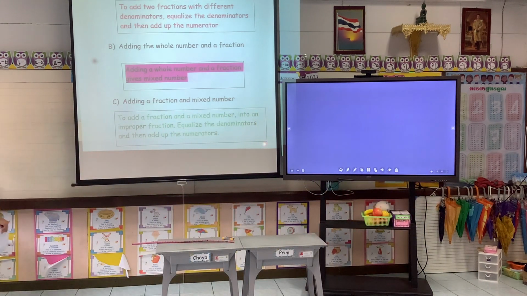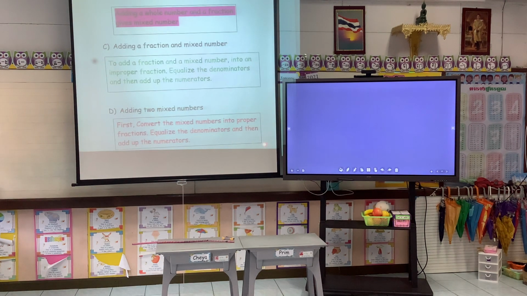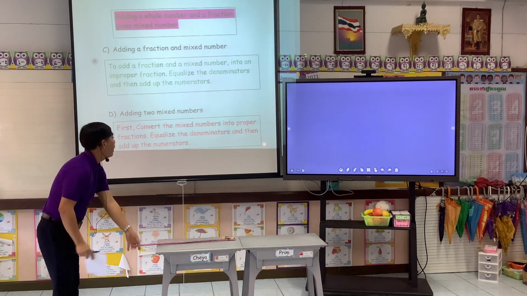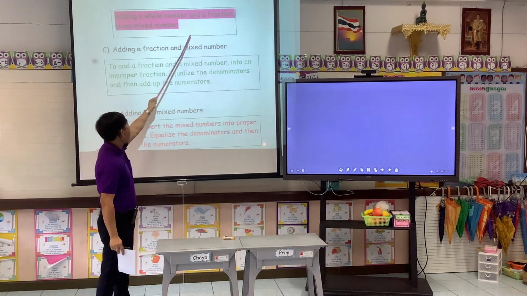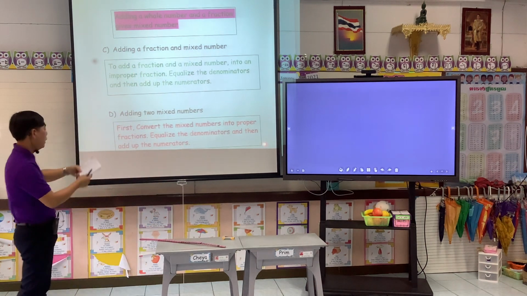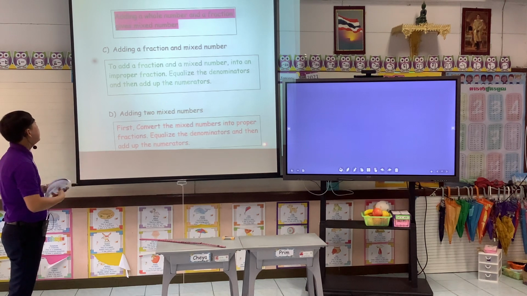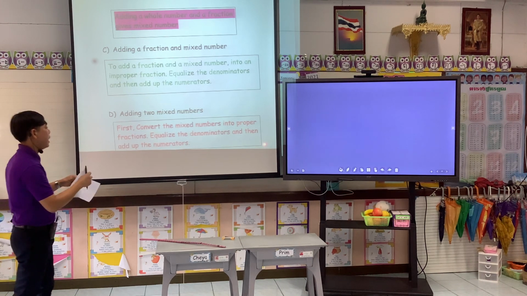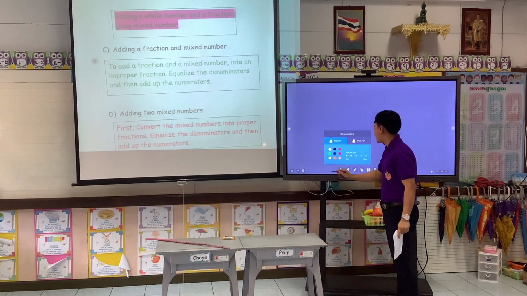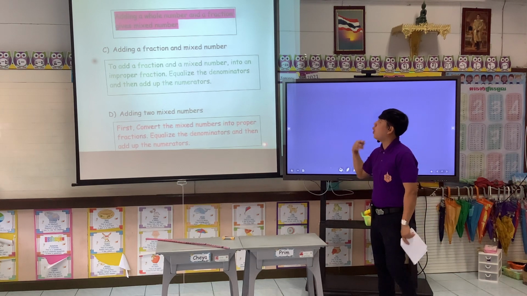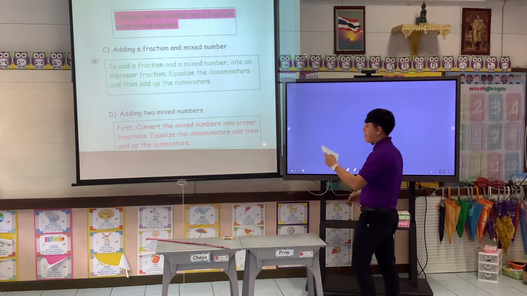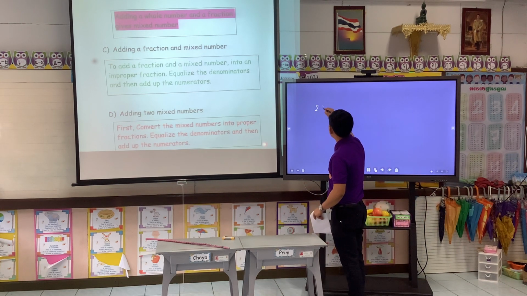Okay, letter B. Adding a whole number and a fraction. Adding a whole number and a fraction gives a mixed fraction. When you add the whole number and a fraction, it gives the mixed fraction. So I have another example on how we add a whole number and convert it into a mixed fraction.